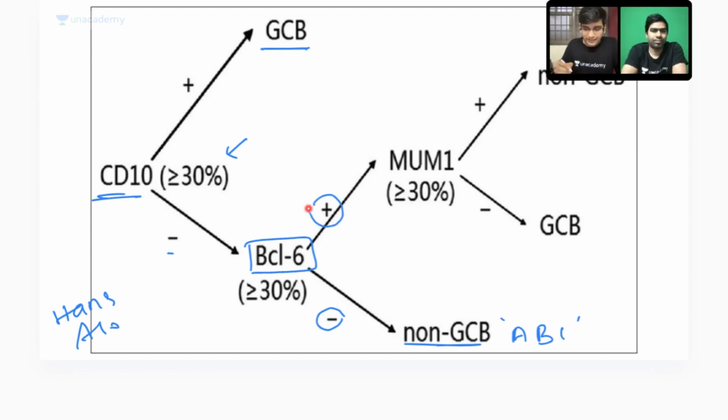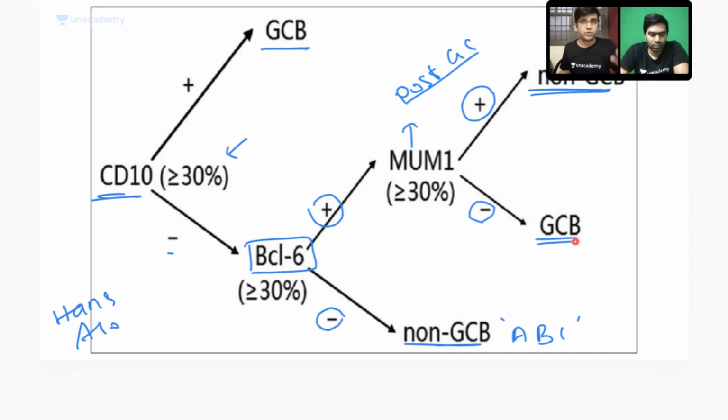If BCL6 is positive, again I have the possibility of MUM1. MUM1 is what marker? Germinal center marker or post-germinal center marker? It's a post-germinal center marker, right? After this, if it is positive, I'm going to go for a non-GCB or your ABC. If it is negative, I'm going to go for GCB again. So I have to report on this, and sometimes even this is not enough. I'll report like DLBCL, let's say an ABC subtype, right? It'll have a worse prognosis. Post-germinal center subtype will definitely have worse prognosis compared to a germinal center subtype, right?